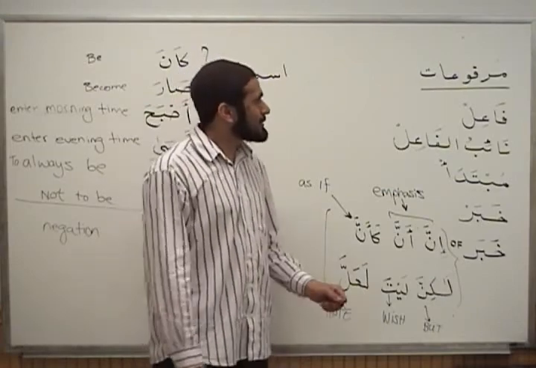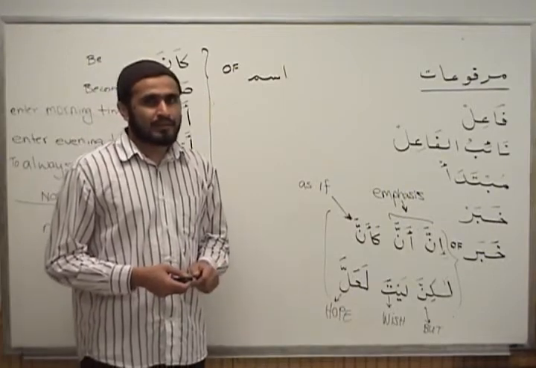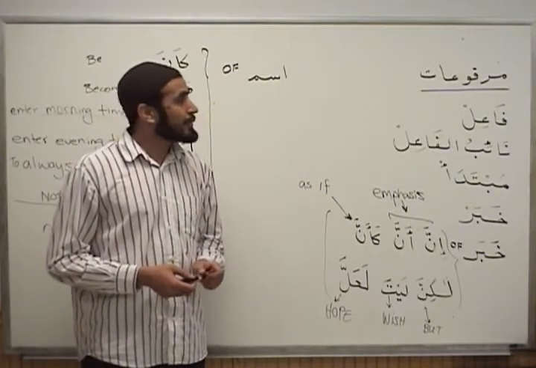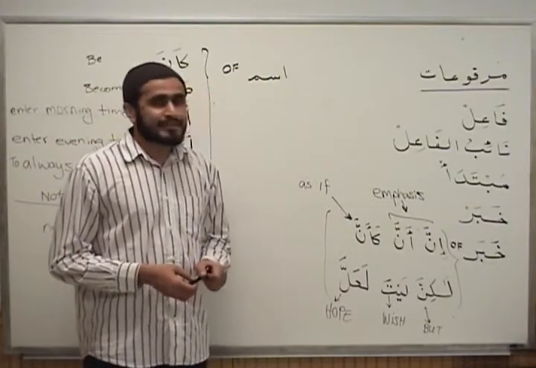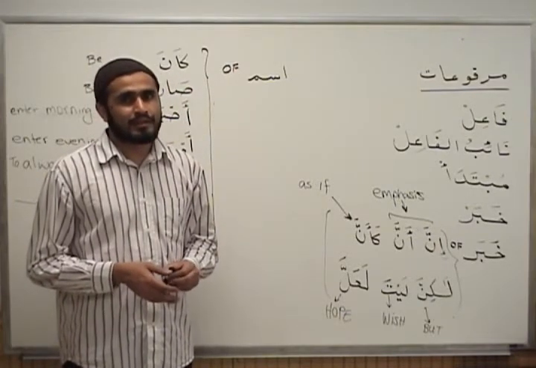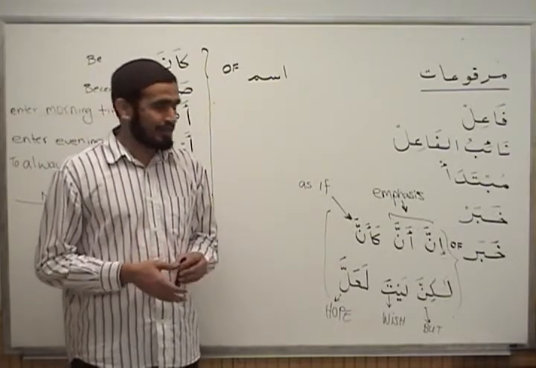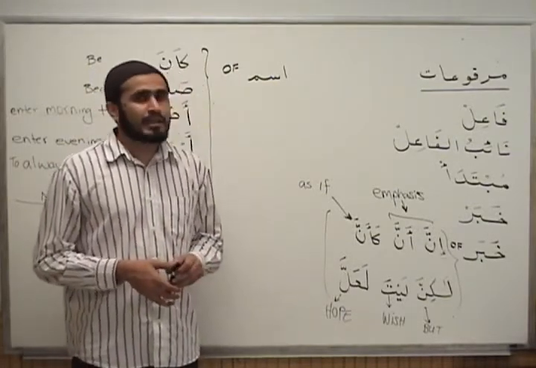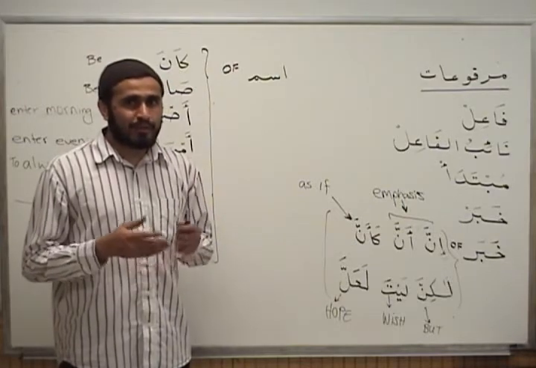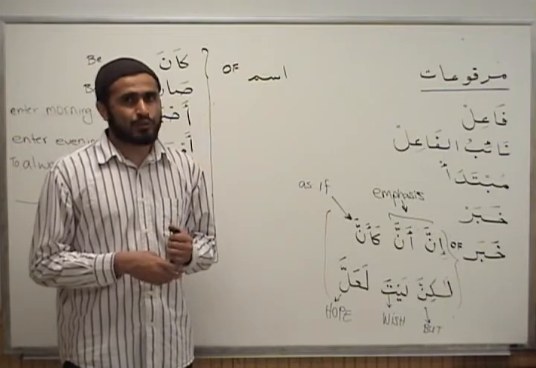So now we're going to cover marfu'at, or the things that have raf'a. If you remember, raf'a is a state that specifically an ism has, and also a fi'l can have that state, that is manifested with dhamma or some other things such as waw and alif and so on.